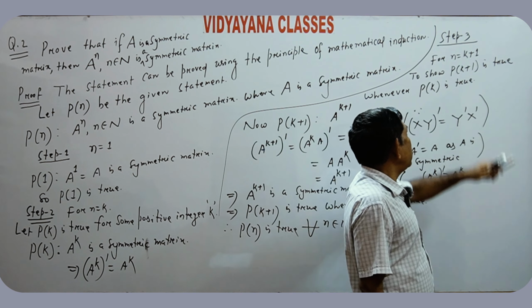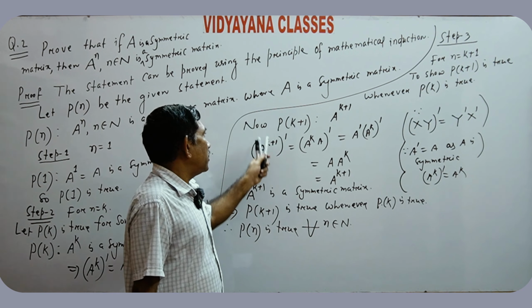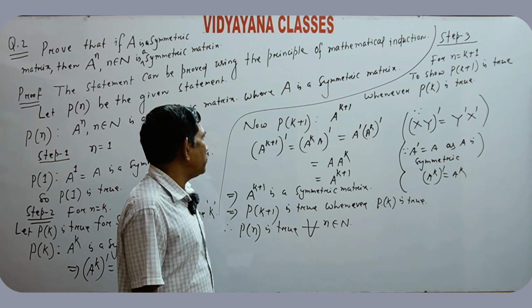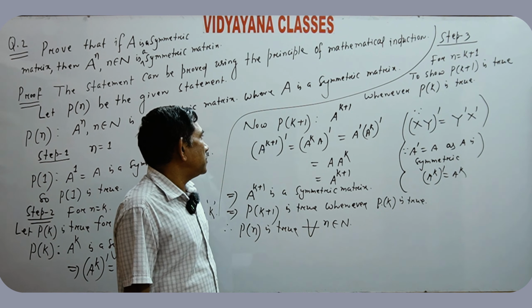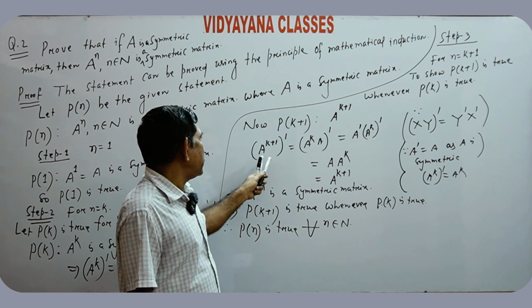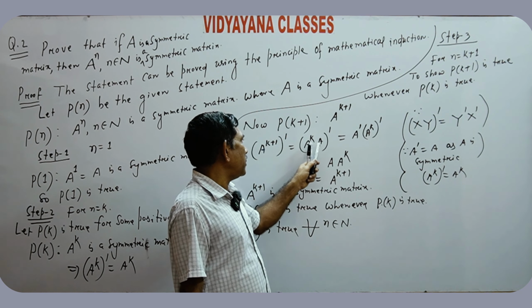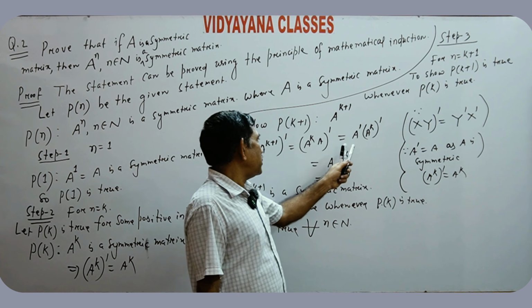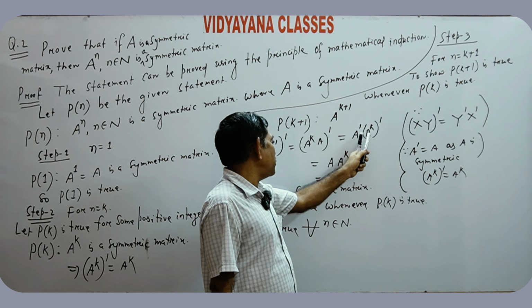Step 3, for n is equal to k plus 1. To show Pk plus 1 is true whenever Pk is true. Now Pk plus 1 is equal to A to the k plus 1. We have to show that A to the power k plus 1 is symmetric. By the definition, transpose of A to the k plus 1, which is same as A to the k into A whole transpose, which is same as A transpose and transpose of A to the k, since transpose of xy is equal to y transpose into x transpose. A transpose is equal to A since A is symmetric.